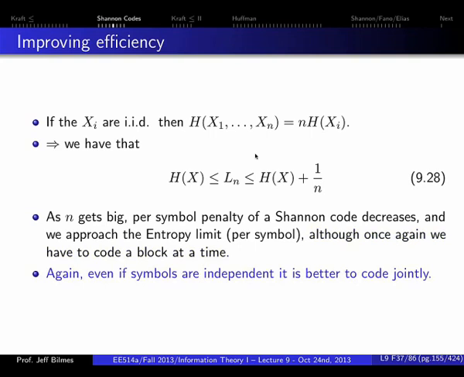Now, another thing about this that's kind of interesting is that these symbols are independent, but it's better to code jointly because you get expected lengths that are better than these integer lengths that you would have to round up to. So this 1 over n is better, not because there's any dependence in the probability. These are still IID random variables, but by coding jointly, you have more options for code word lengths. Or I should say that the code word lengths are more appropriate for the set of independent symbols.